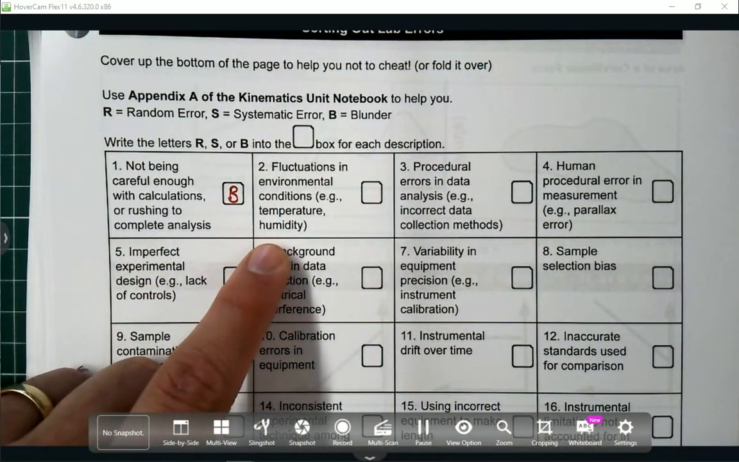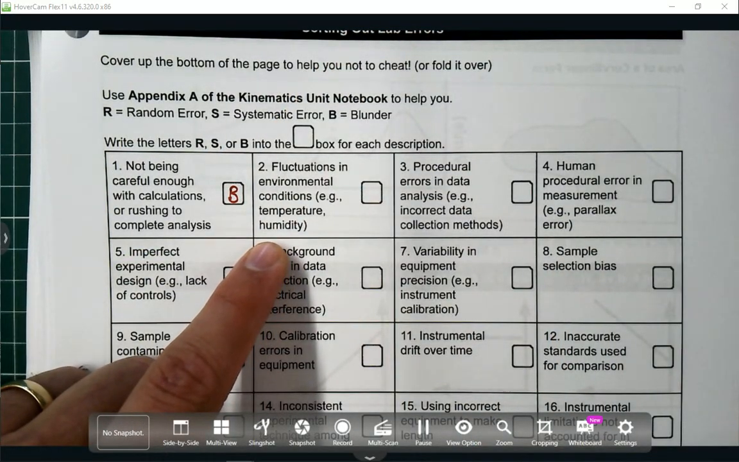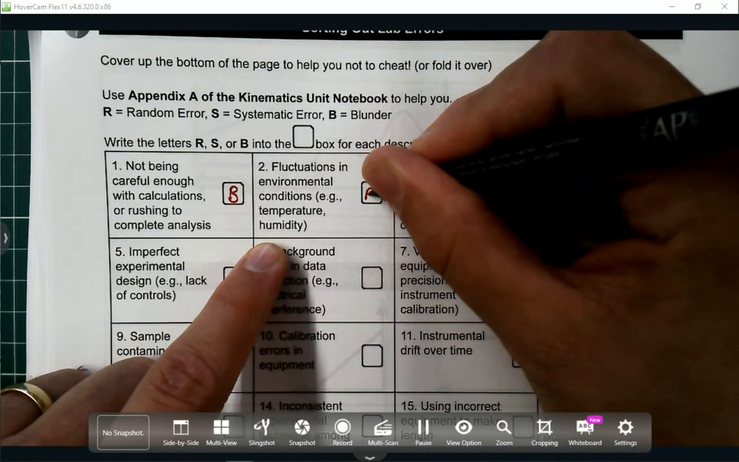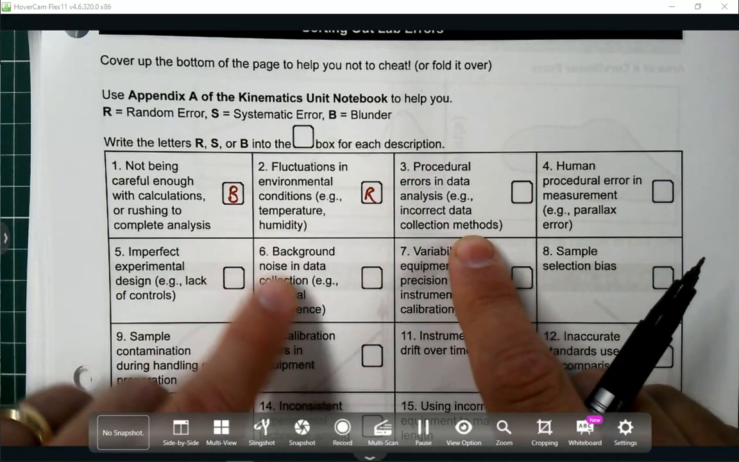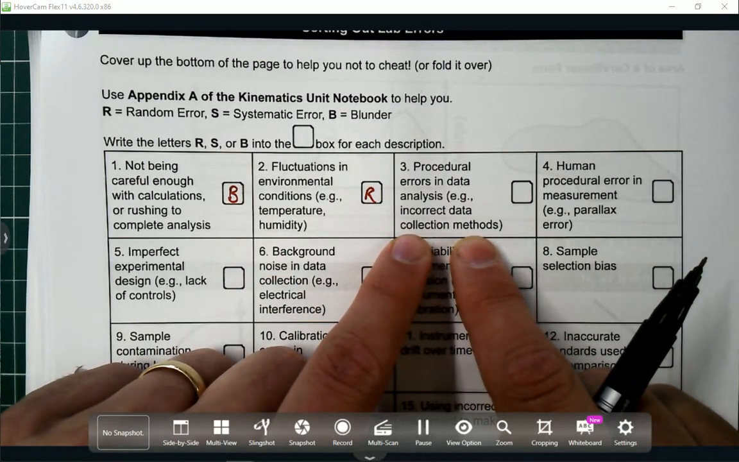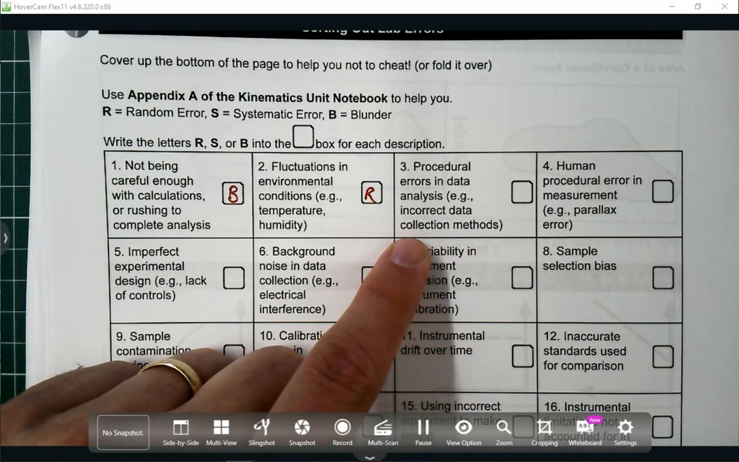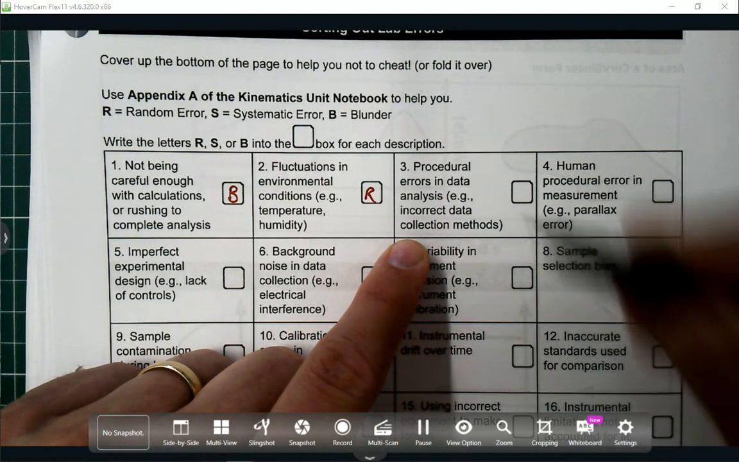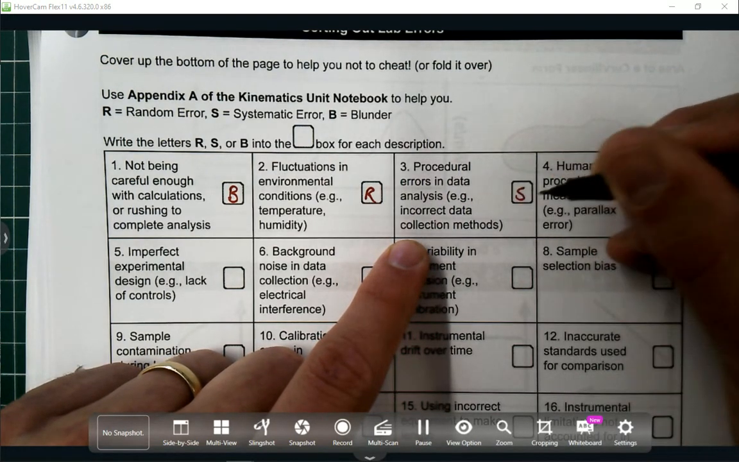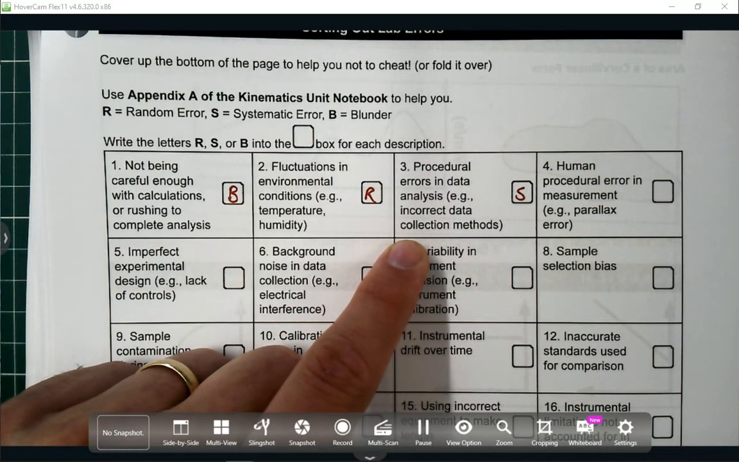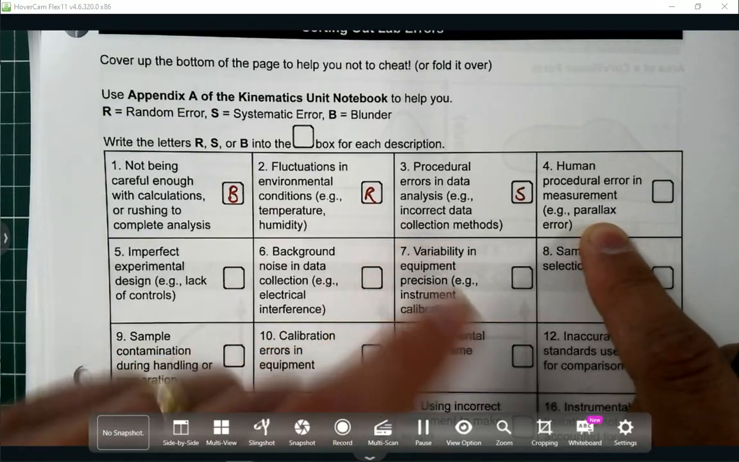Fluctuations in environmental conditions like temperature or humidity. Random. Random? Yes. You can't control that, can you? No, you can't really. All right. Well, you could try to. You could try and put containment around things, right? Procedural errors in data analysis, like incorrect data collection methods. Systemic, yeah. Or systematic.